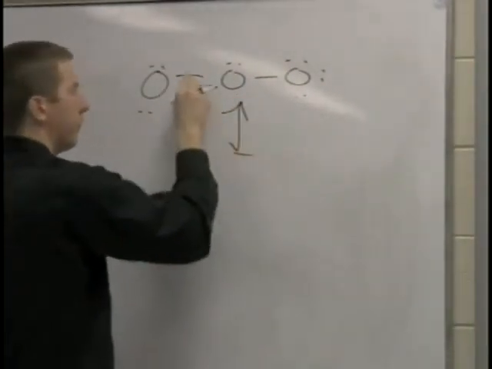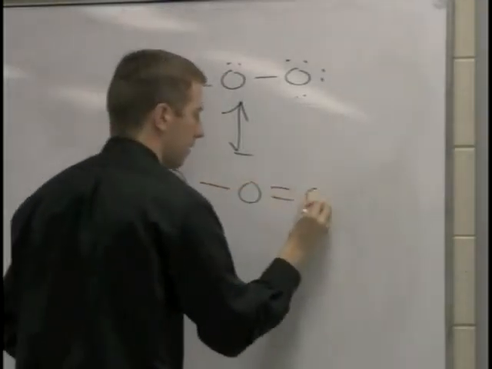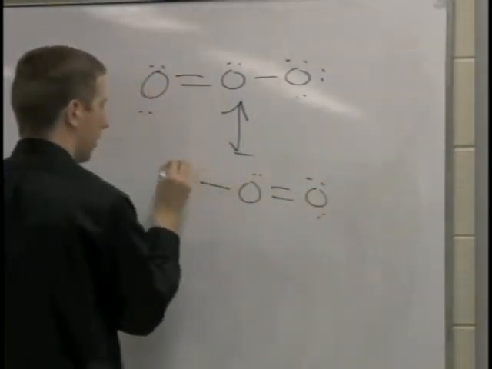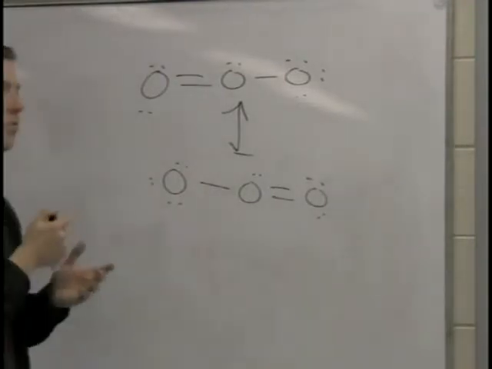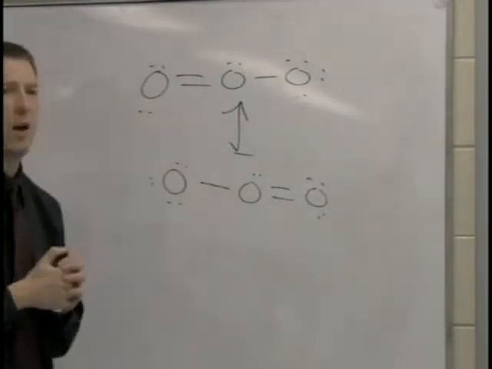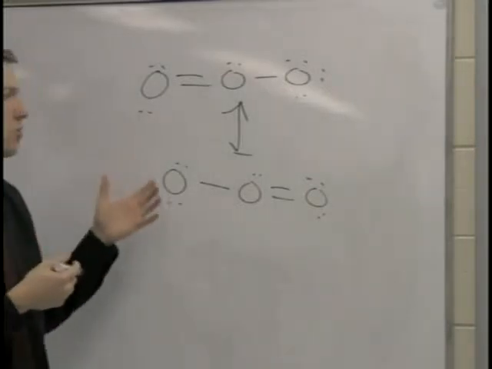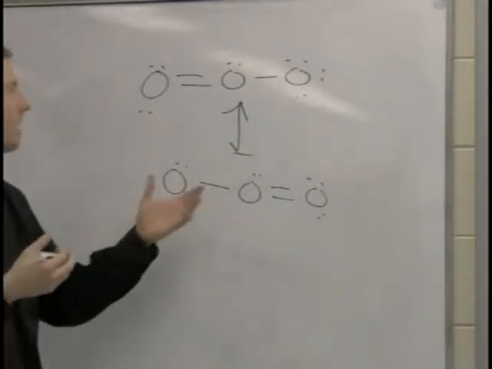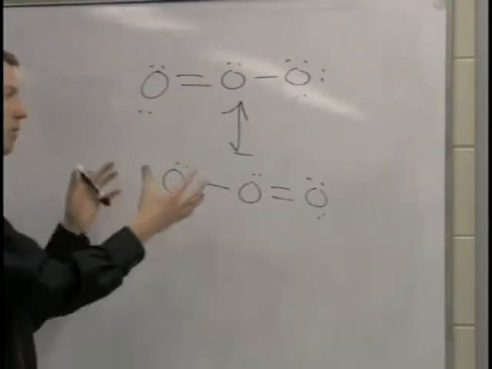Now ozone could flip the double bond to the other side, so it could just as easily be this. When you see an atom being drawn more than one way and both ways are basically the same, what that tells you is it's a resonance structure. And technically, neither of these are correct. Actually, what's happening, ozone is a blending of these two.